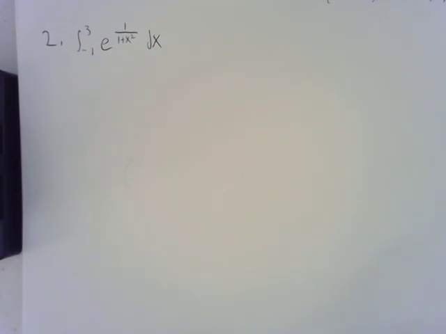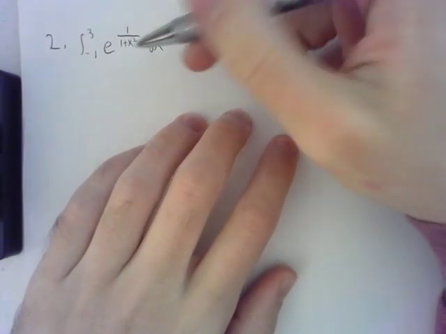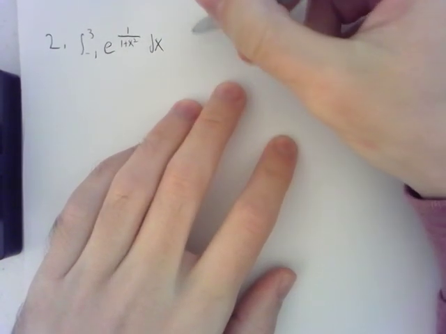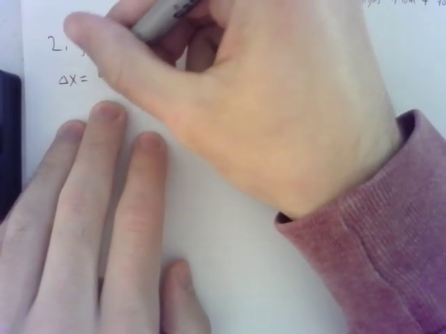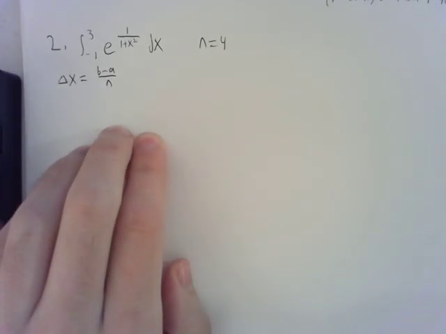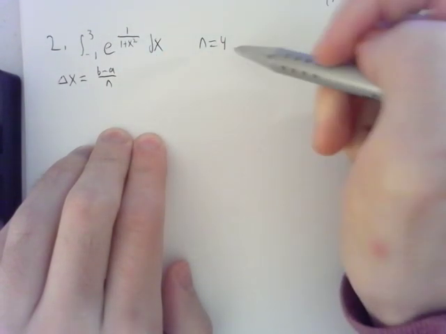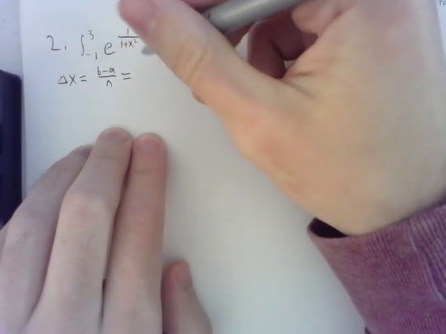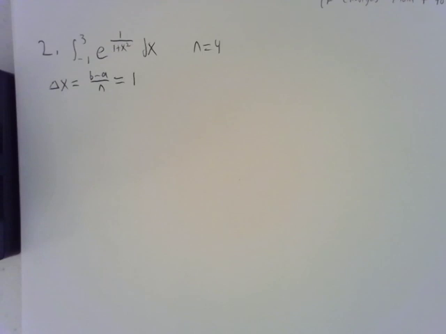Alright, so in this problem we're asked to find a midpoint Riemann sum to estimate this integral with 4 subintervals. So the first thing we need to determine is what is our delta x going to be. Delta x is always b minus a divided by n. And we know that in this case, b is equal to 3, a is equal to -1, n is equal to 4. So if you plug all that in, you'll get that delta x is just equal to 1. So that's actually relatively simple.